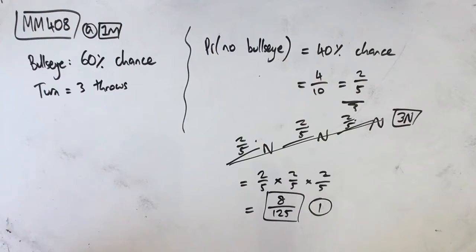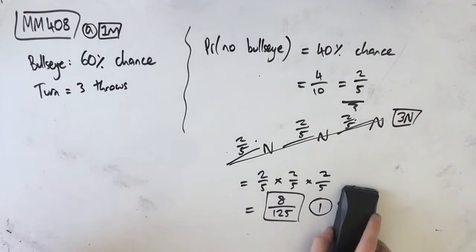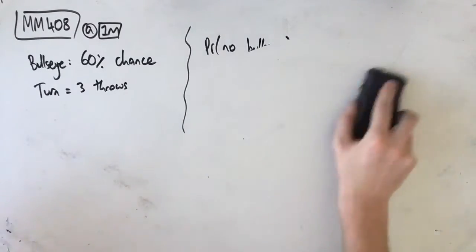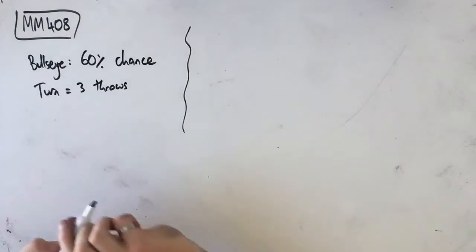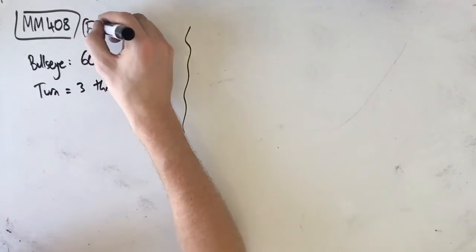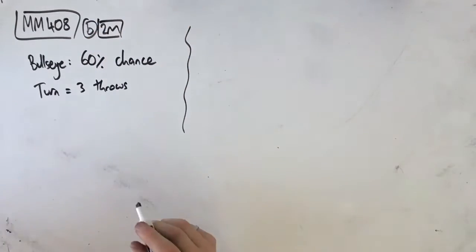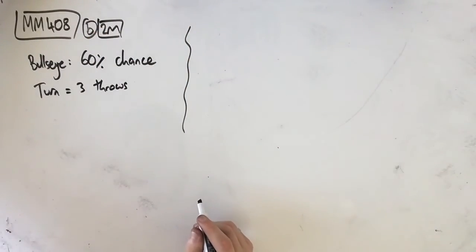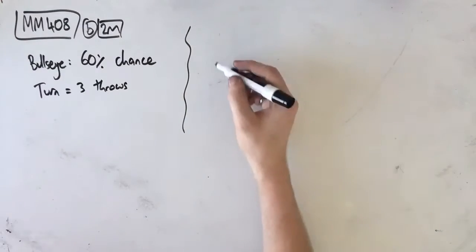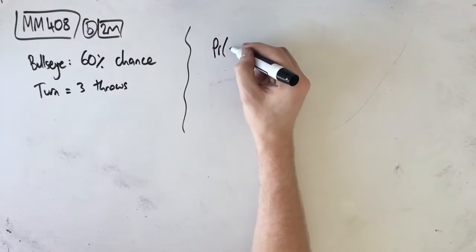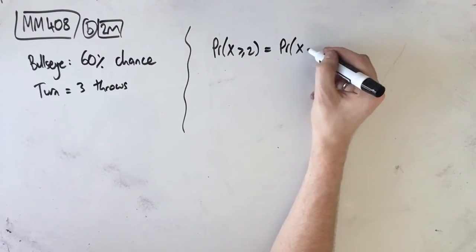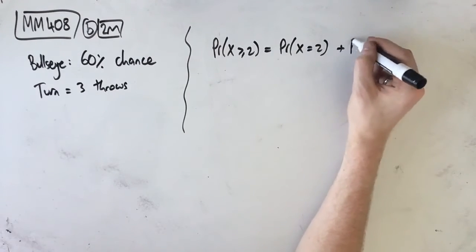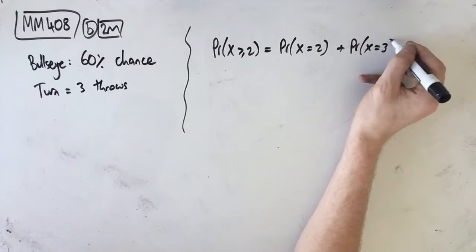Part B is quite annoying, to be honest. It's not a very nice question to do without a calculator, but you do need to know how to do it. It is a 2-mark question, and we're looking for the probability that he obtains at least 2 bullseyes. So the probability that he obtains at least 2 is equal to the probability that he obtains 2 plus the probability that he obtains 3, because we're only taking 3 shots.